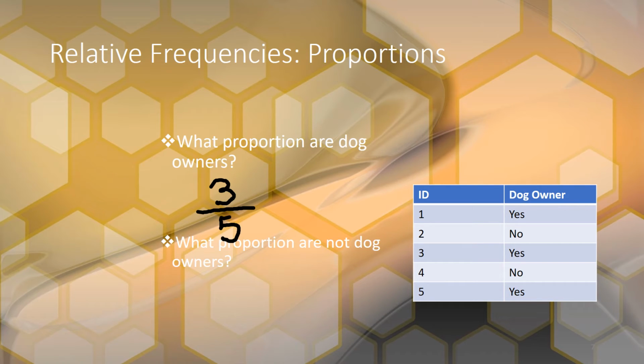Now that would be the proportion expressed as a fraction, 3/5, but we can also express it as a decimal. So if you put that in your calculator, 3 divided by 5, you'll get 0.60.